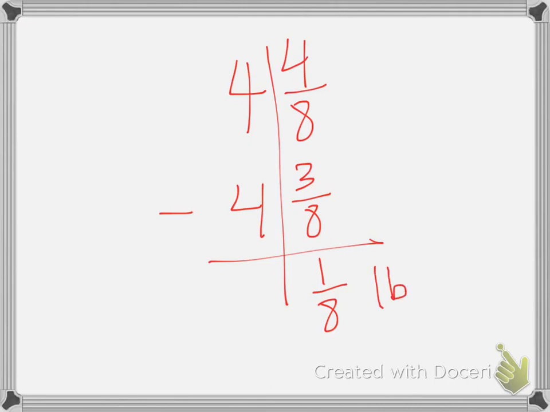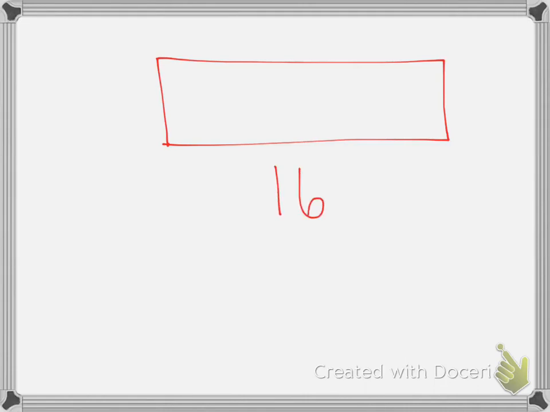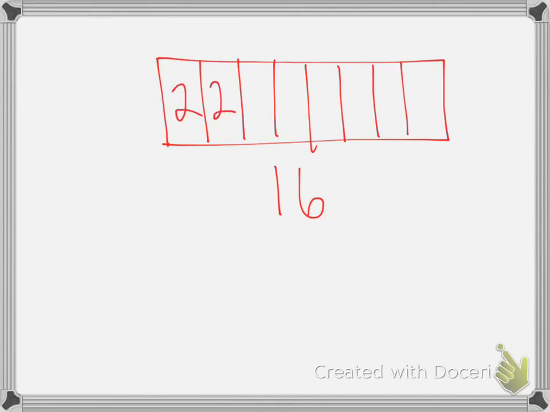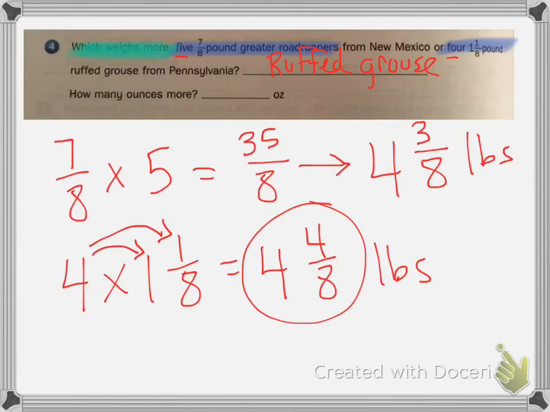How do we figure out how many ounces that is? Well, remember, 1 pound is 16 ounces. We want 1/8 of that, so I'm going to split it into eighths. Okay, so what times 8 gives you 16? That's 2. So 1/8 would be 2 ounces. So I go back to my problem. 1/8 is 2 ounces. Okay.